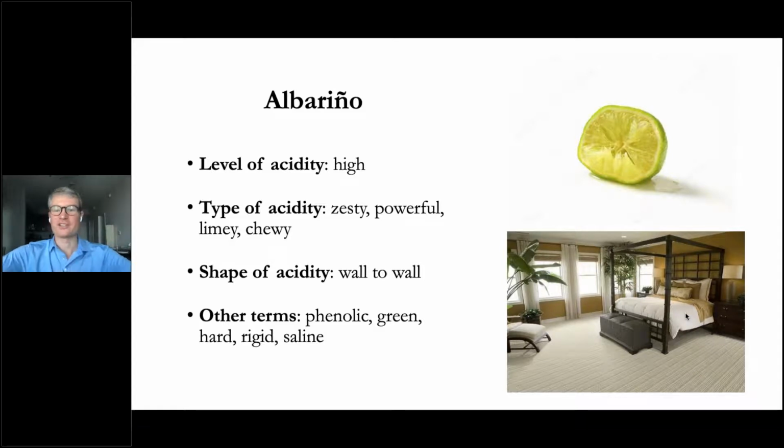Okay, any more questions about Albariño? I love Albariño. I think it's a fantastic variety. It was showcasing all the different potential sources of freshness in a white wine. Acidity, phenolics, salinity, super cool.